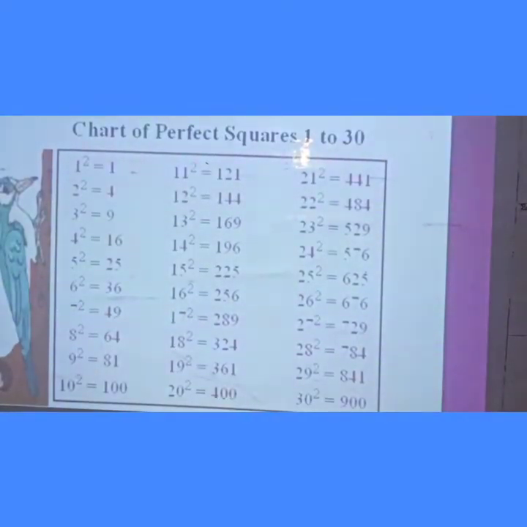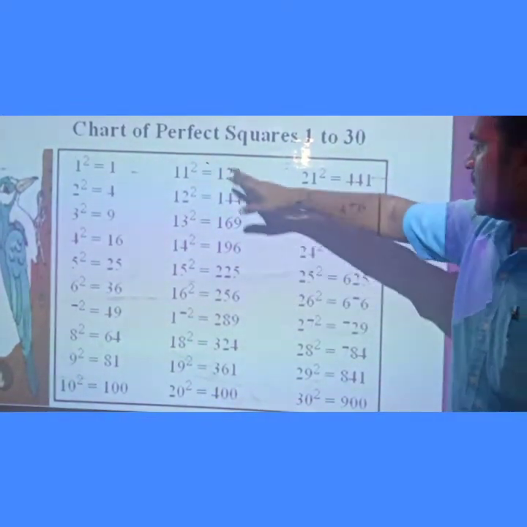Dear student, this is the chart of perfect squares from 1 to 30, and you must learn it. Square of 1 is 1, square of 2 is 4, square of 3 is 9, like that square of 9 is 81, square of 11 is 121, square of 12 is 144. Like that we will learn these squares till 30.